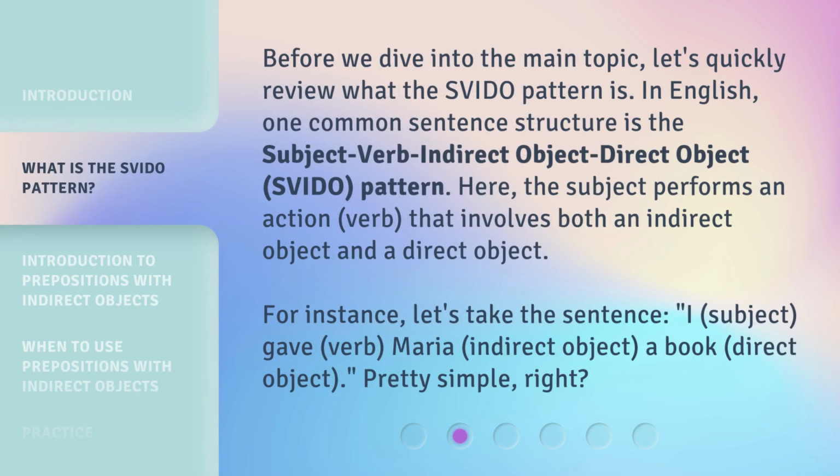Before we dive into the main topic, let's quickly review what the SVIDO pattern is. In English, one common sentence structure is the subject-verb-indirect object-direct object (SVIDO) pattern. Here, the subject performs an action, the verb, that involves both an indirect object and a direct object. For instance, let's take the sentence: I (subject) gave (verb) Maria (indirect object) a book (direct object). Pretty simple, right?